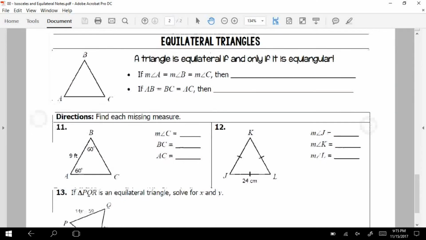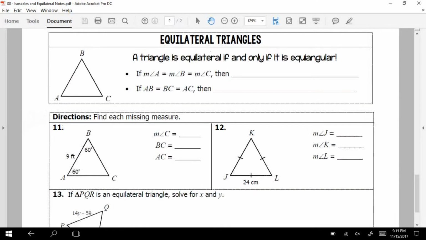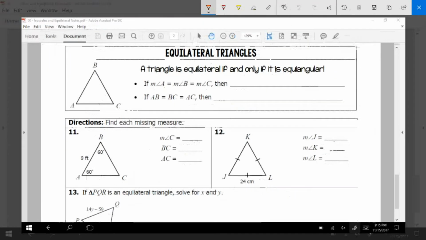Today, we're going to be doing equilateral triangles. So guys, let's take a look at equilateral triangles and see what they are. Do you guys remember what equilateral triangles are? A triangle is equilateral if and only if it is, what is that word? Equiangular. Equiangular. That means that all the angles are equal.